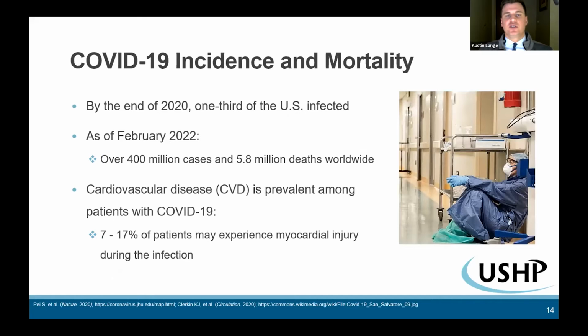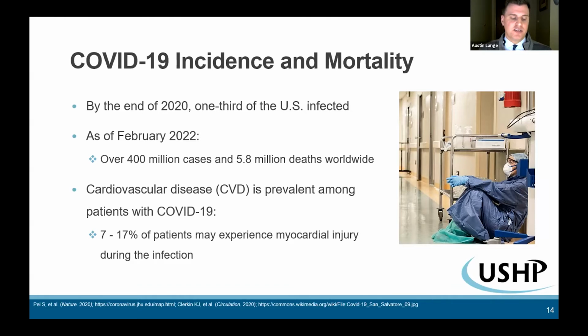The incidence of COVID-19 and the mortality associated with it: by the end of 2020, 1/3 of the United States had been infected. I think we were all very familiar with that, but it's important to note that was before vaccines were introduced. Vaccines were introduced right about the beginning of 2021. So even before then, 1/3 of the United States had been infected. And since then, there have obviously been many more infections. Worldwide, as of last month, February 2022, there had been 400 million cases of COVID-19 and over 5.8 million deaths, which obviously highlights the deep impact that it has in the community.